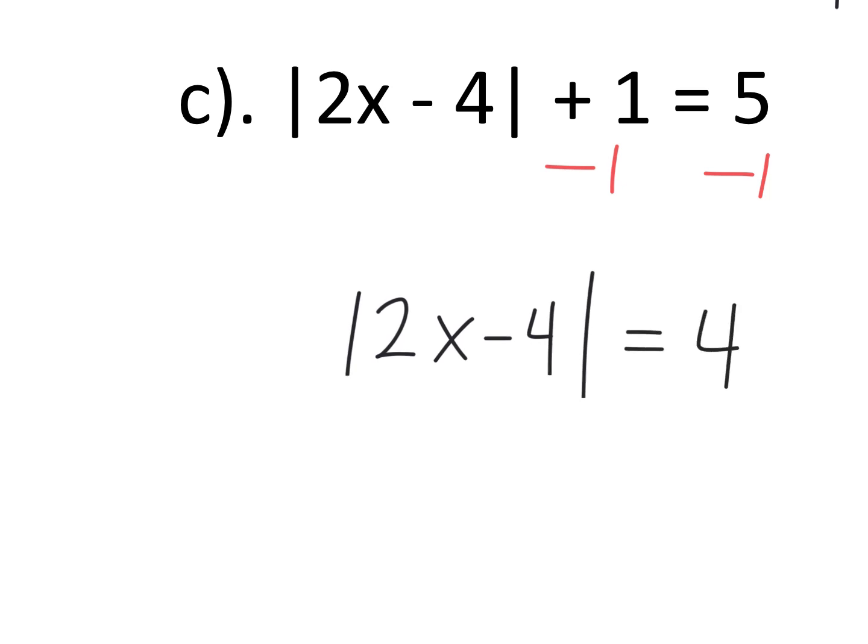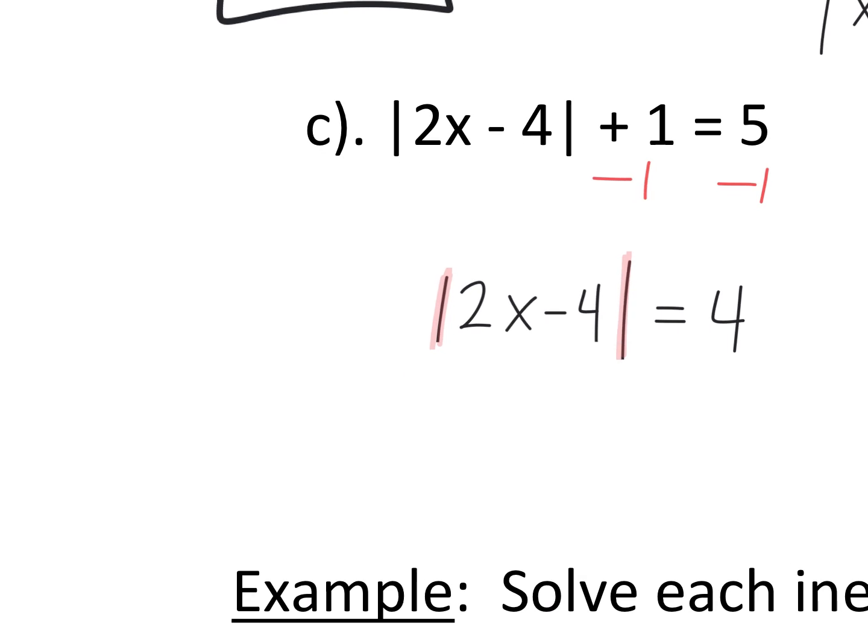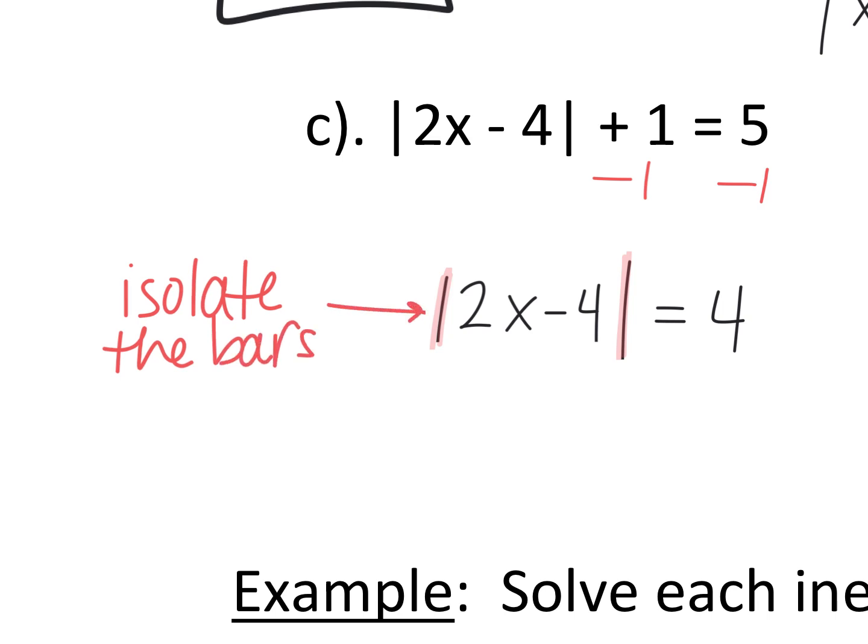Now that your bars are isolated, now you can split it up. Do not do it until that step. So first thing is isolate the bars. And then you can split it, negative, positive. Okay? Would you go ahead and finish that one up?